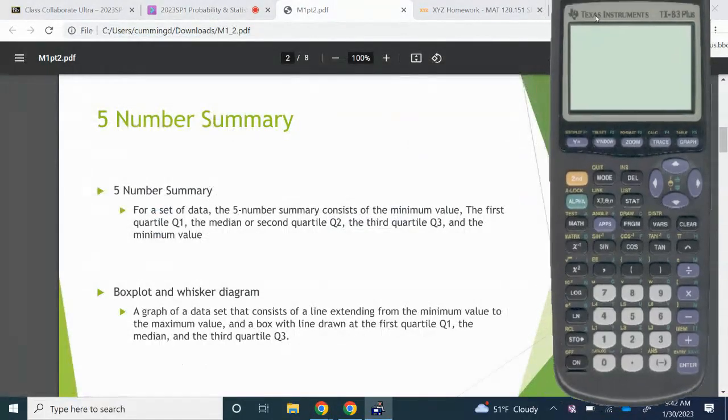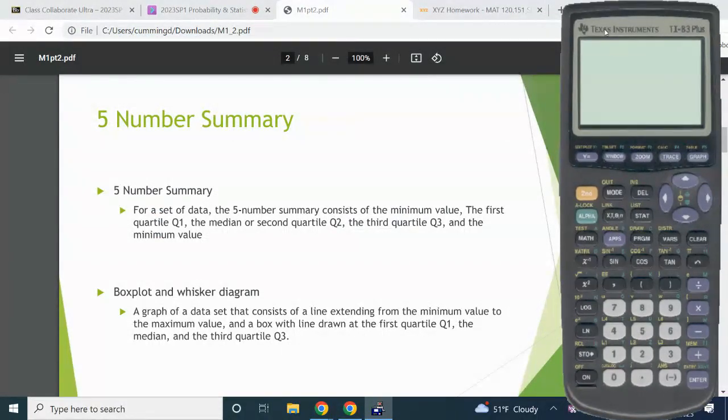All right, so we're going to start off by talking about a five number summary. And a five number summary is used for a set of data. And when I say a set of data, I mean just a list of numbers. Okay, it's not a frequency distribution. But if we have a single list of numbers, we can perform what's called a five number summary.